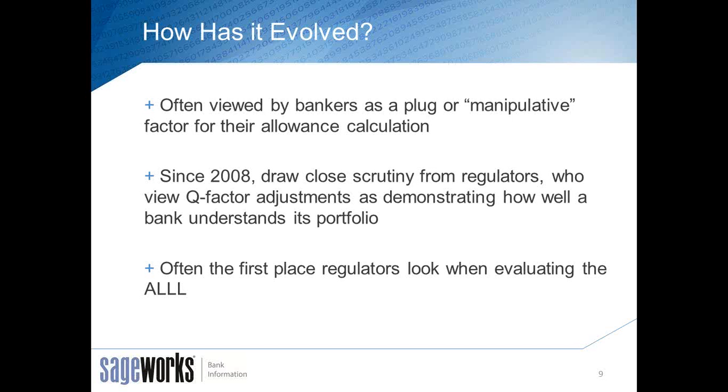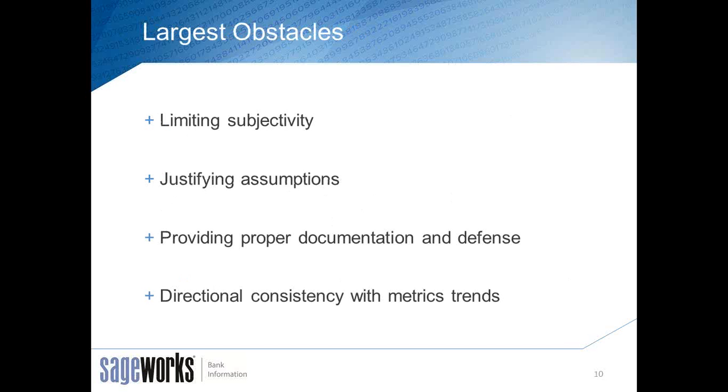and it just causes concern for the banks. It's true. And so some of the obstacles that creates to our audience, to bankers, is how do you limit that subjectivity? How do you document? I think about my old high school math tests, where if I didn't show my work, I wouldn't get 100% credit. How do I get 100% credit? By justifying the assumptions, by providing proper documentation and defensibility, and demonstrating that directional consistency both within my own calculation and as it compares to trends in the industry or of my peer banks.